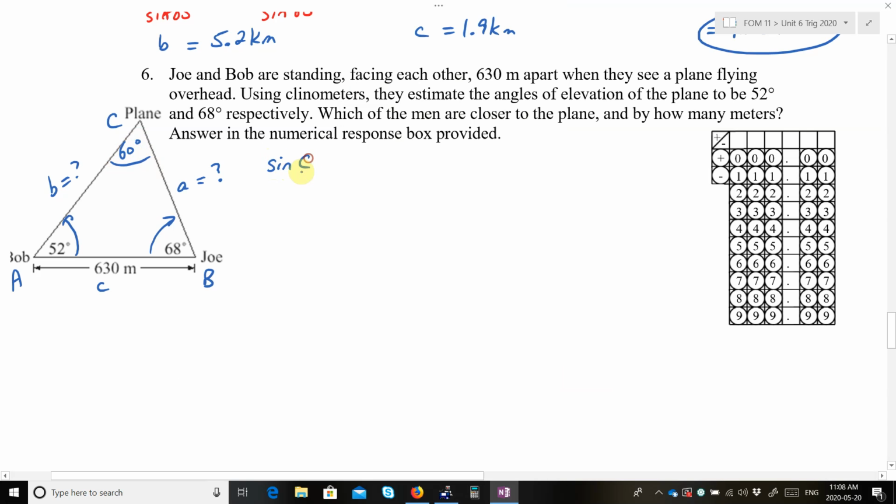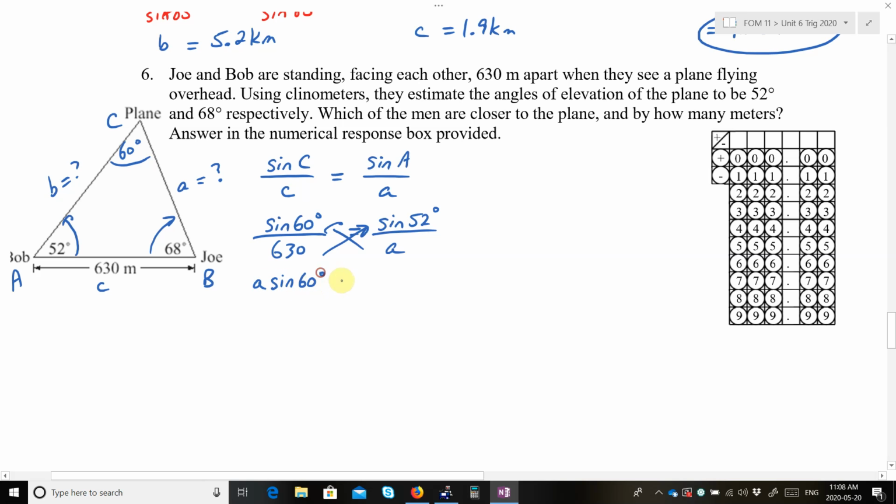So I can go sine c divided by little c is equal to sine a divided by little a. So I can go sine of 60 degrees divided by 630 is equal to sine of angle A, which is 52 degrees, divided by little a. And I can use that to solve for A. So cross multiply, and you get A sine 60 is equal to 630 sine 52. And then divide both sides by sine 60 degrees.